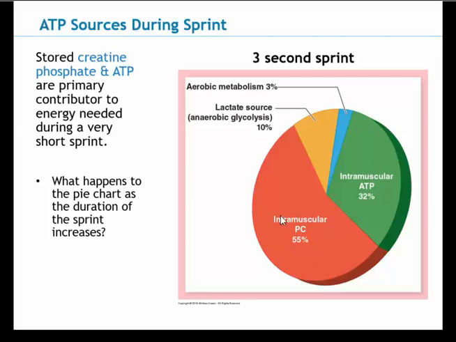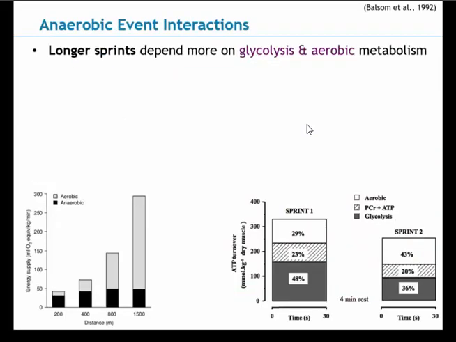But if we extend that to, let's say, a 6-second cycling sprint, this would now be about 50% or 25 PC, 25 ATP, 35% glycolysis, and then 5% aerobic. So it just gets bigger and bigger. But you probably get the picture at this point, that the longer the duration of exercise, the more aerobic contribution. All right, just a few more statements to wrap this up, and we already gathered this.